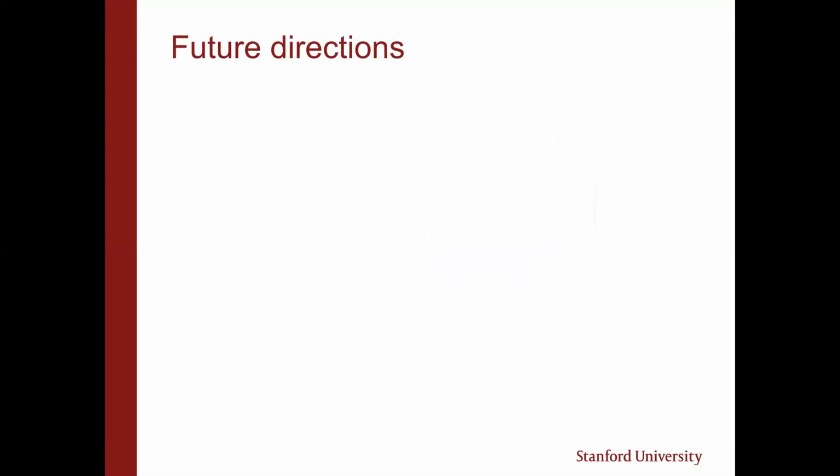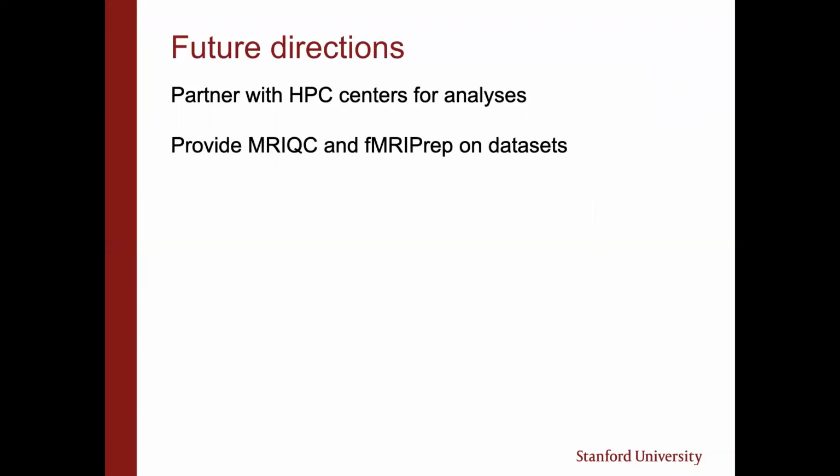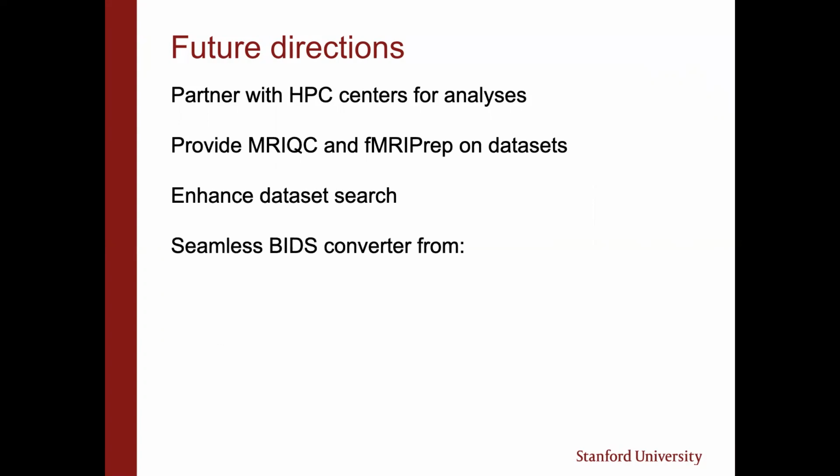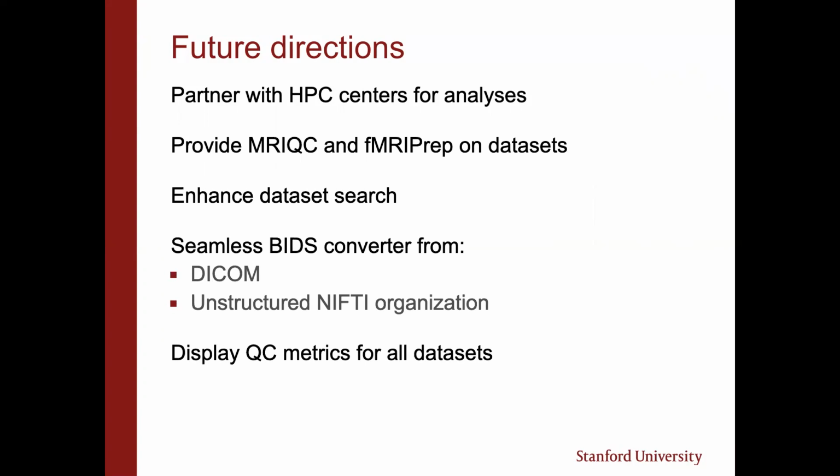So now, what are the future directions of OpenNeuro? So again, we are looking to partner with high-performance computing centers for analyses to do more of the large-scale analyses and to be able to host derivative data sets and link back to the original data set. We would like to provide MRI QC and fMRI outputs on OpenNeuro datasets. We are going to be enhancing the dataset search functionality in platform, providing a seamless BIDS converter from DICOM and unstructured NIfTI organization. We would like to display QC metrics for all OpenNeuro datasets.